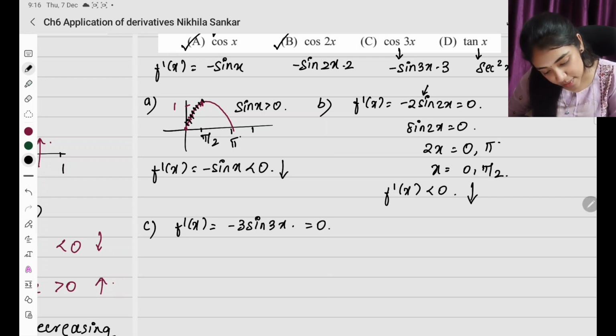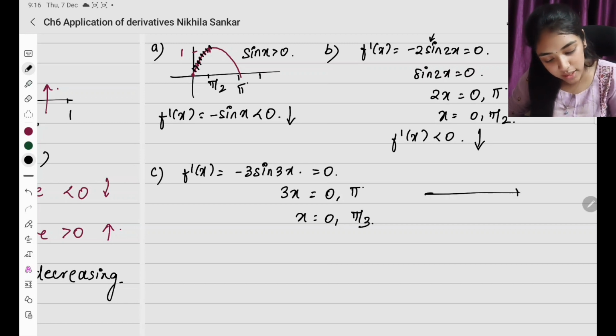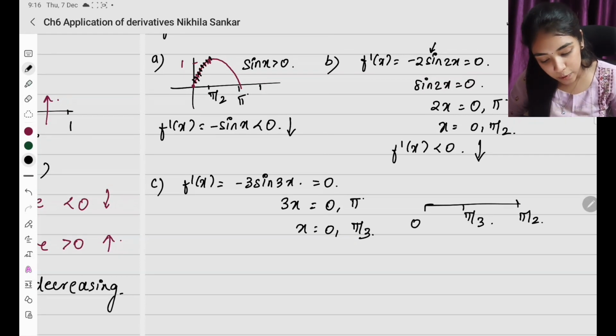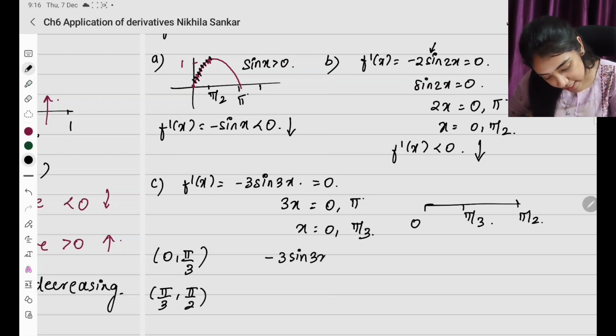So, if this is the case, when I equate, I have 3x equals 0, pi. So, x takes the values 0, pi divided by 3. So, when I talk about the number line, I have 0 to pi by 2, and in between I have pi divided by 3. Correct? Now, from 0 to pi by 3, I have to see how the function behaves. So, 0 to pi by 3 and pi by 3 to pi by 2. I have to check how my minus 3 sin 3x behaves.